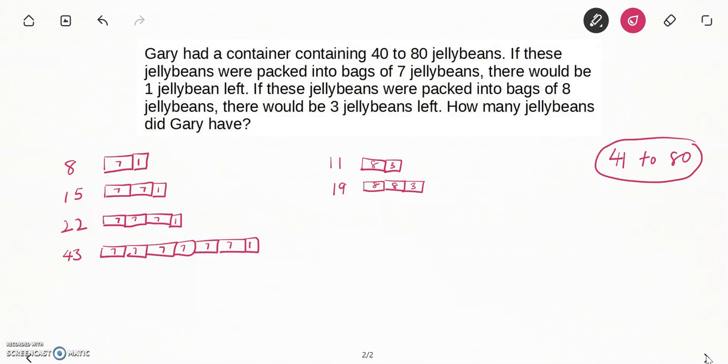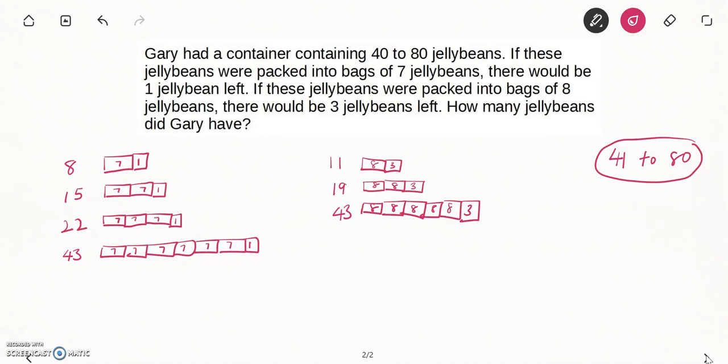But again, the number cannot be so small because the number is 41 to 80. So most probably we will have 5 8s. The starting number should be 5 8s, 5 groups of 8, which is 40. And then plus 3, which is 43.